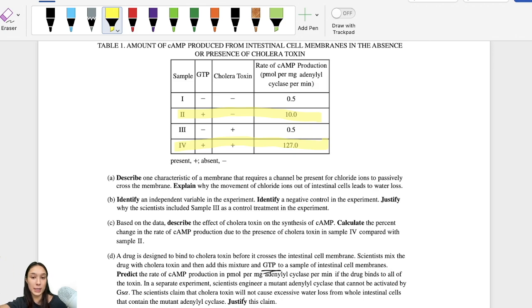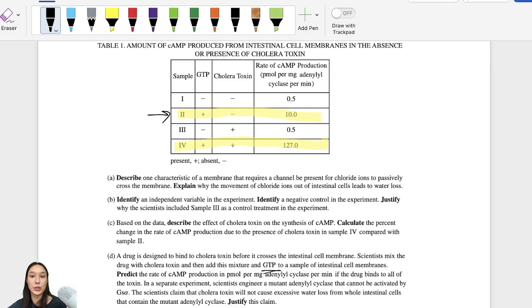I don't know the exact mechanism because they don't specify, but if a drug binds to the cholera toxin, it very likely will not cross the membrane or won't be active or will not be able to do its job, right? It's similar to if you bind anything to an enzyme, you're going to pretty much render it useless. So in this case, you're taking an anti-cholera drug and binding it to cholera. So you're going to have no cholera. The drug is basically taking the cholera out of the equation, but you still have GTP. That means that you basically have the exact same conditions as sample number 2, right? With GTP, but no cholera toxin because the cholera toxin was taken out by the drug.